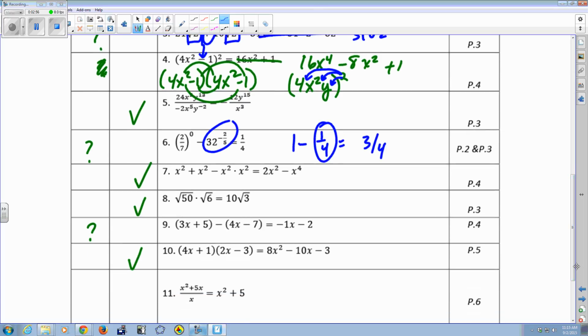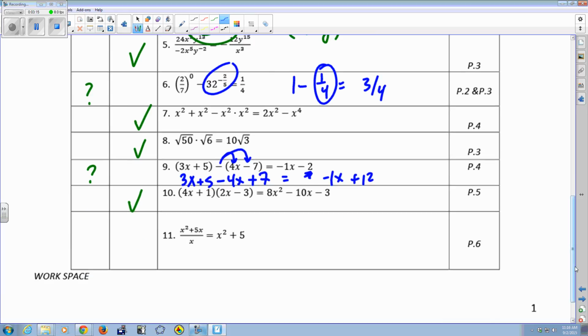This one we almost had agreement with, except for when you drop these parentheses, remember that subtraction sign applies to both of the terms in there. So this becomes a +7. So this is negative 1x plus 12. So all but one table had that correct. And 11, I see, disagree. Okay, so here's another big issue.